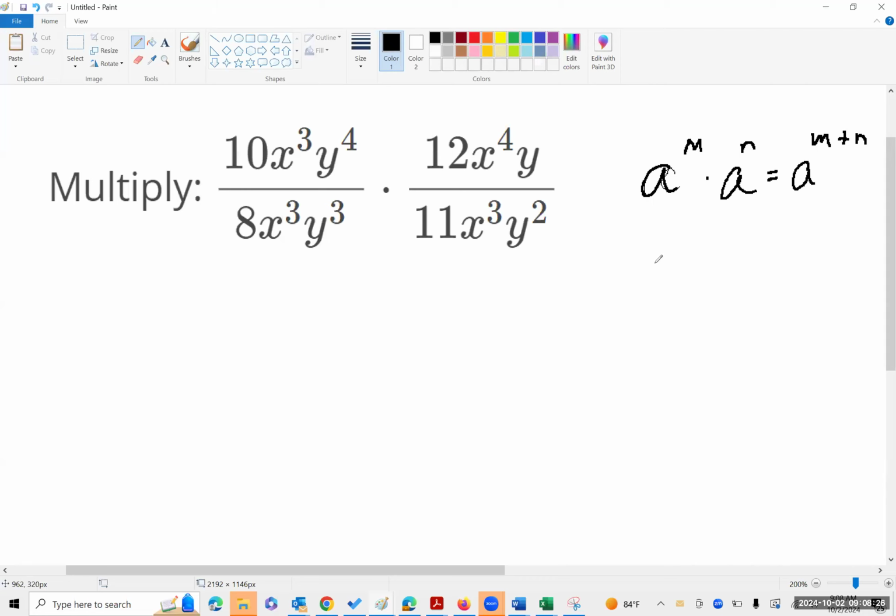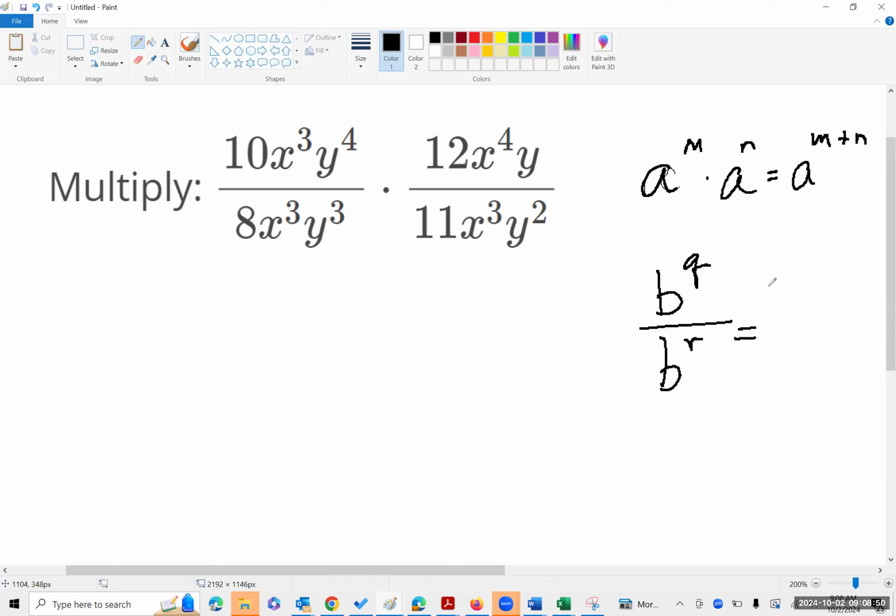And then the other rule is the quotient property, where you take, let's use a different base just to keep them separate. If you've got b to the q over b to the r, then it's b to the q minus r. So if you're dividing, you subtract. So even though it says multiply, you're going to be using the power property and you're going to be using the division or quotient property.